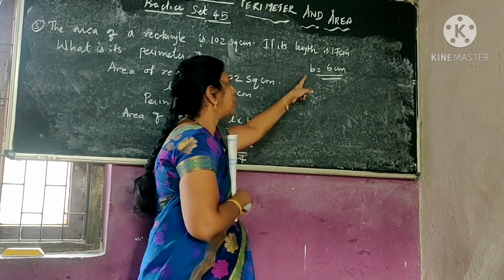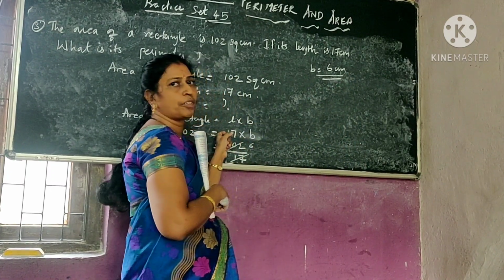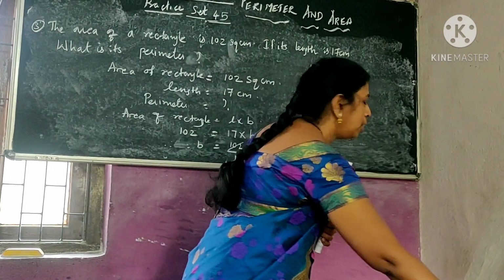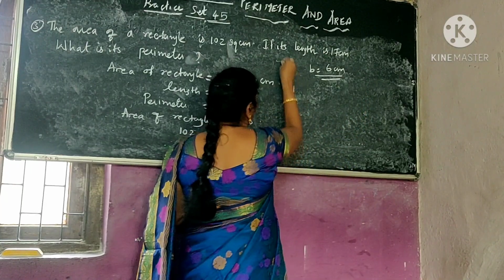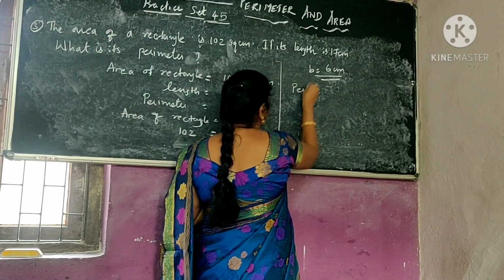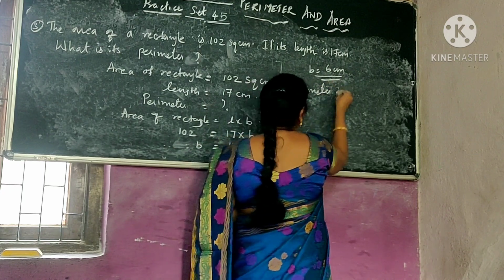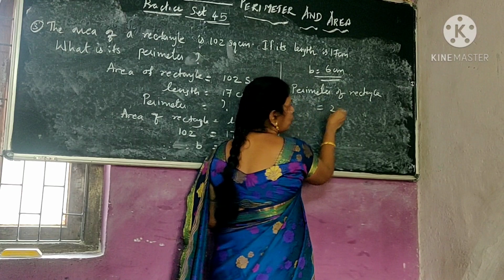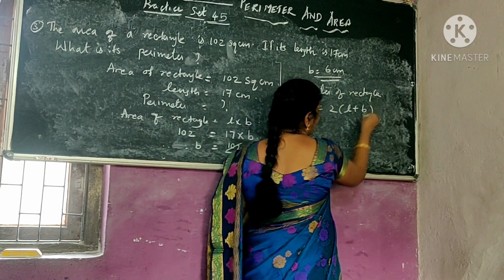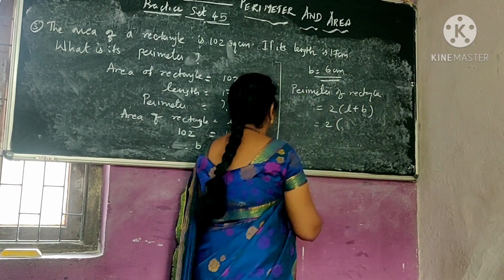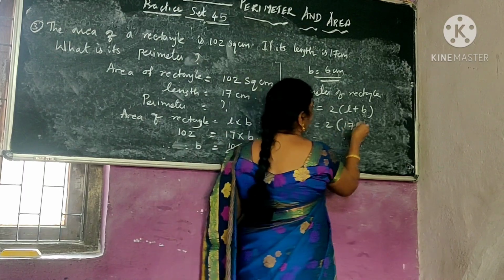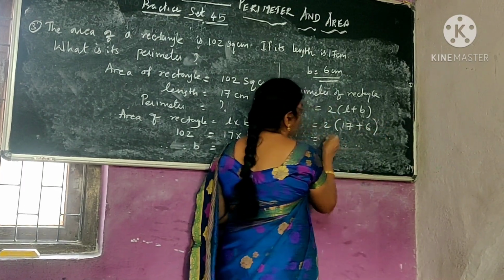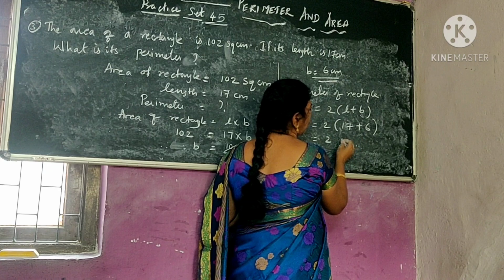Now we know the breadth, we know the length. So we can find the perimeter of the rectangle. Perimeter of rectangle formula is 2 bracket L plus B. So 2 into length, 17, plus breadth, 6. So 17 plus 6 is how much? 23.